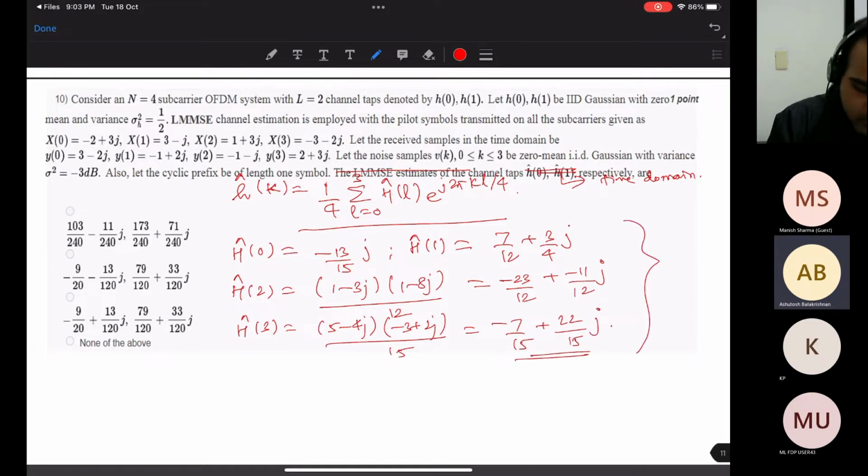Okay, so now what do we have? We have now calculated all the frequency domain symbols, right? And now we need to calculate what it is in the time domain. So h hat 0 is directly the sum of all. Right? H hat 0 plus h hat 1 plus h hat 2 plus h hat 3. So this is directly straightforward. So this is minus 9 by 20 plus 13 by 120j.